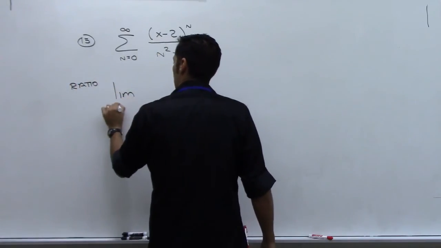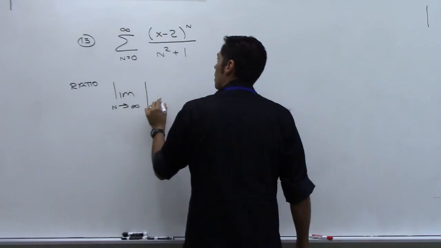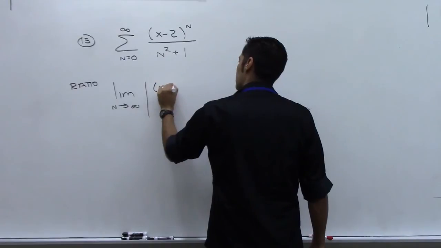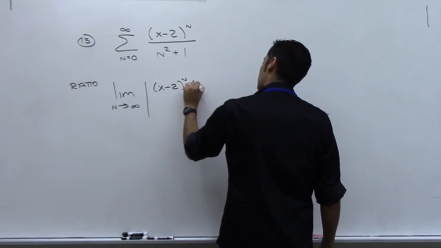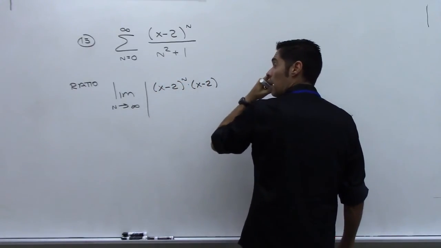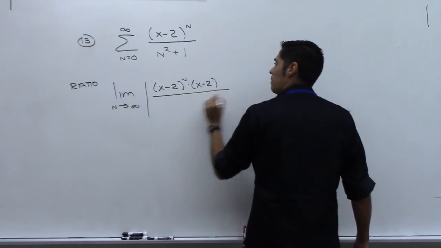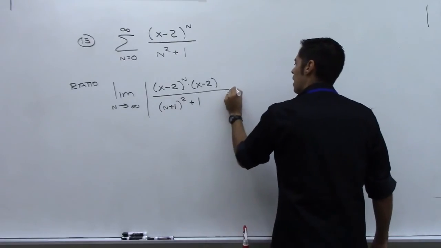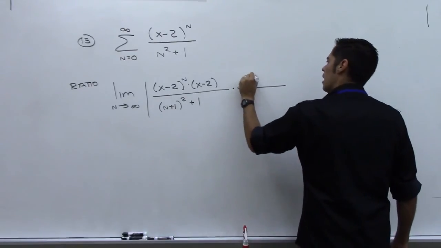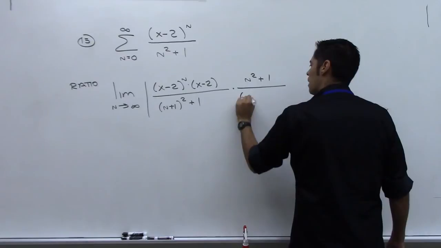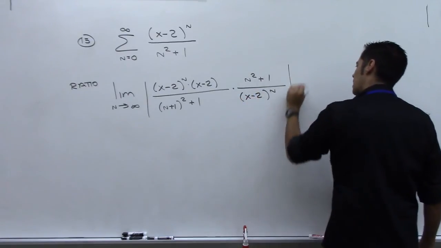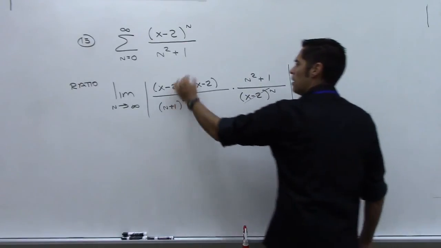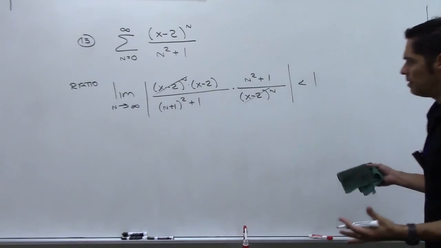Limit, n goes to infinity. Plug n plus 1 in right there. You get (x minus 2)^n times (x minus 2) to the first power, which I'm not going to write, over (n plus 1) squared plus 1, times that flipped, n squared plus 1 over (x minus 2)^n. I need that to be less than 1. So this cancels with this, and that's all the canceling I can do at this point.